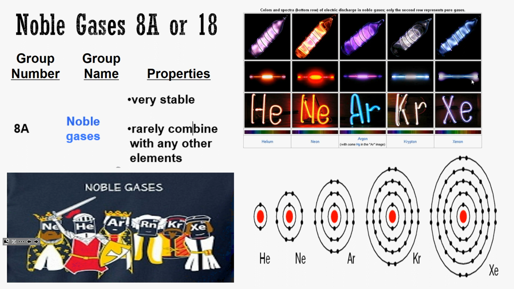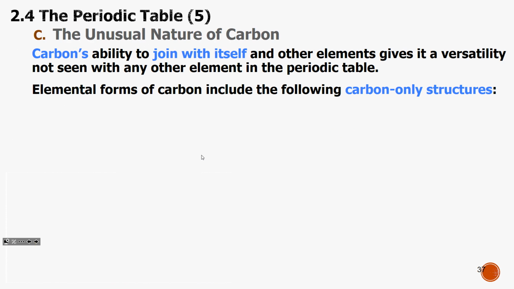You can see they have different colors as they're lit up by electricity. They're very stable, but they do rarely combine with other elements. They really do have to be forced. So we also need to talk about some other families or other elements on the periodic table.